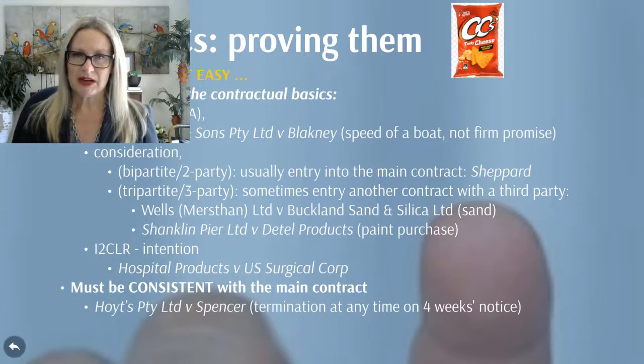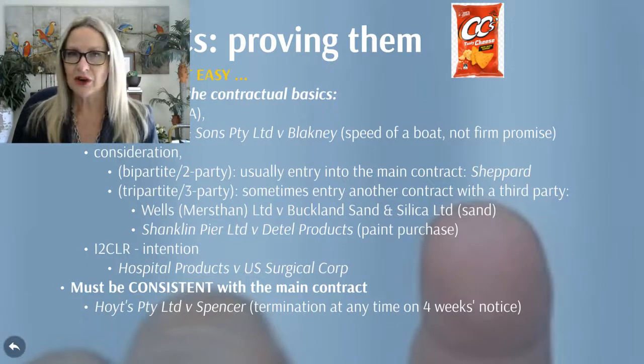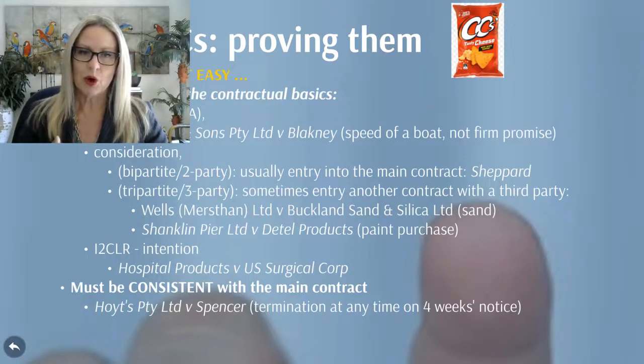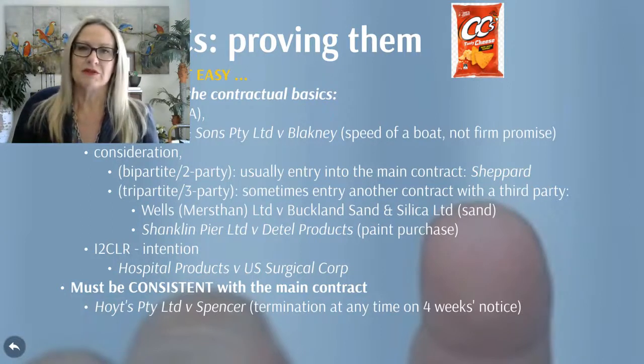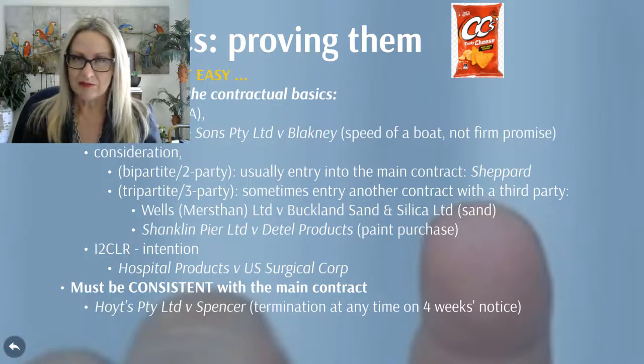Okay, consideration you also have to have for collateral contracts. Usually that will be between the two parties to the main contract, and it will be said, generally speaking, that the consideration for entry into the collateral contract was the other party going ahead and entering into the main contract. Shepherd and the municipality of Ryde, as we just saw, where we had the sale and purchase of land and the assurance being given about the park across the road. They wouldn't have entered that sale and purchase agreement unless they'd had that assurance about the parks.